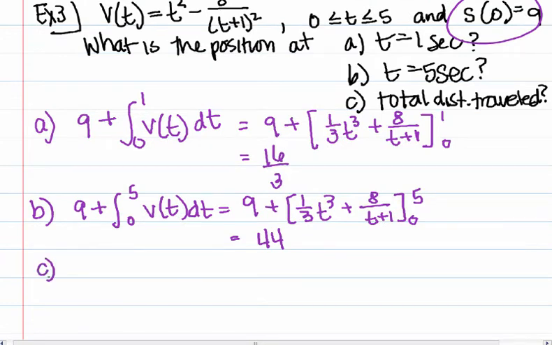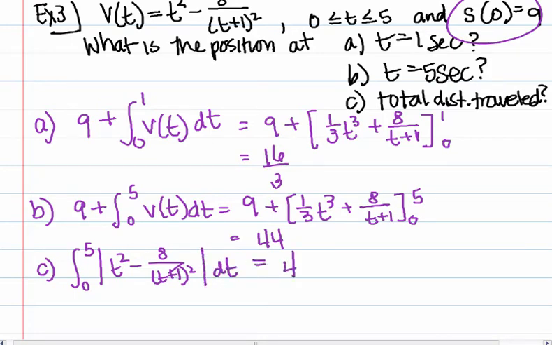Lastly, to find the total distance traveled, we need to find the integral of the absolute value of your velocity function. And we're just going to use our calculator for this and calculate it numerically, and you're going to see it's about 42.59.